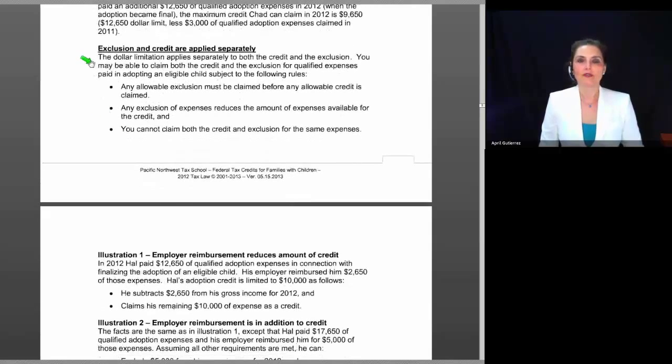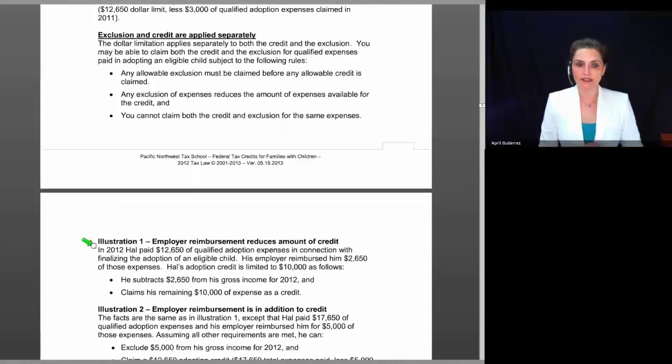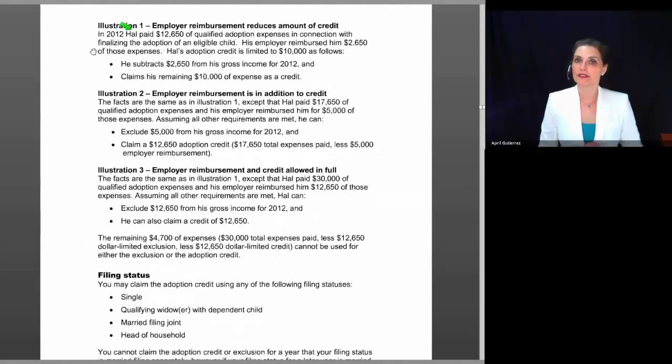The exclusion and the credit are applied separately. The dollar limitation applies separately to both the credit and the exclusion. You may be able to claim both the credit and the exclusion for qualified expenses paid in adopting a child subject to the following rules. Any allowable exclusion must be claimed before any allowable credit is claimed. Any exclusion of expenses reduces the amount of expenses available for the credit, and you cannot claim both the credit and the exclusion for the same expense, but you could claim them for the same child.